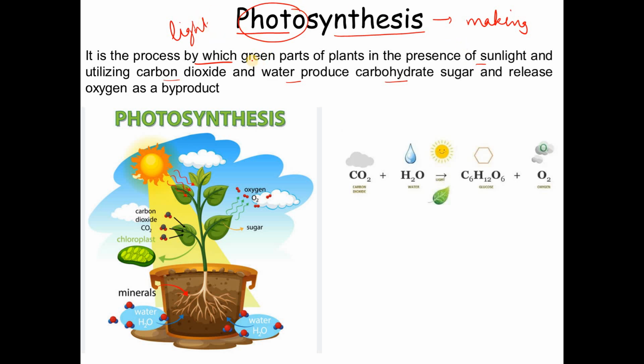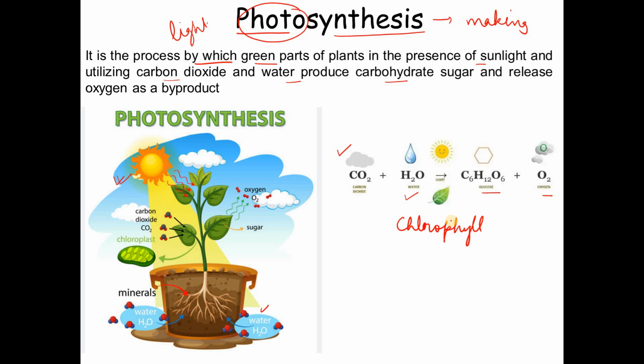Photosynthesis happens mainly in the green parts of plants. In presence of sunlight, they utilize CO2 and water and form glucose and oxygen. They take CO2 from the atmospheric air, they take water from the roots, and in presence of sunlight, they make glucose and oxygen. This whole process is called photosynthesis. Another requirement is chlorophyll, which is a green color pigment present in the leaf.